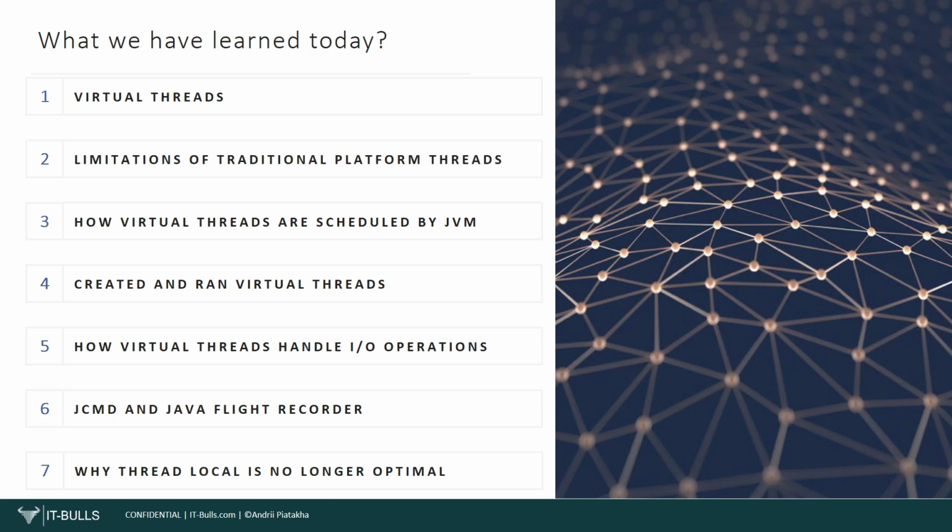We discussed how virtual threads handle blocking input-output operations and the risks of native thread pinning. We talked about tools like jcmd and Java Flight Recorder for diagnosing thread-related issues. Finally, we examined why ThreadLocal is no longer optimal and how scoped value offers a safer alternative for context management.